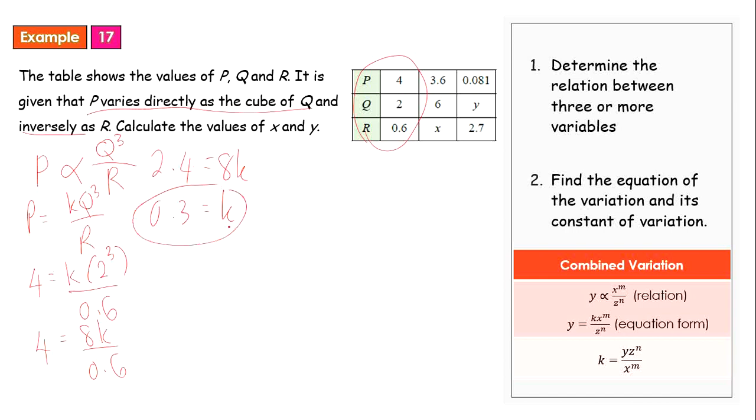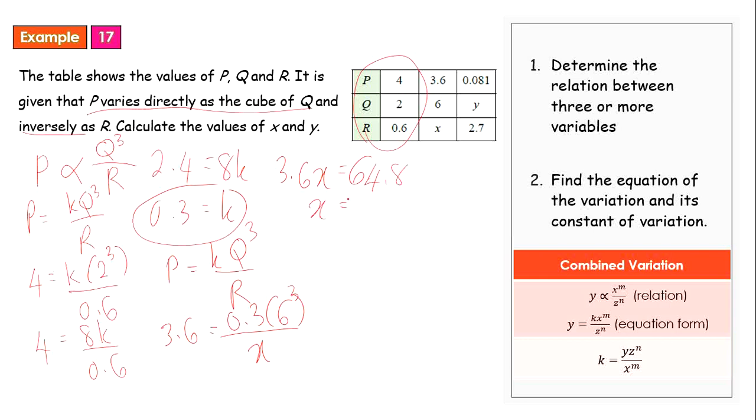Now that we have k equals 0.3, we can find x and y. First of all, we find x first, using the equation from earlier. So P is 3.6, k we got is 0.3, Q is 6 cubed, over R, which is x, the value we want to find. So here it becomes 3.6x equals 4.8. So to get x, it is 18. So here it is 18.